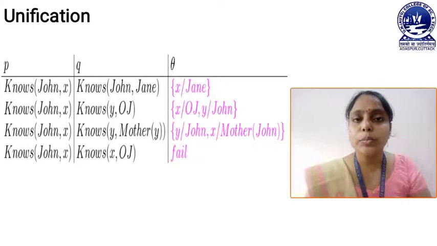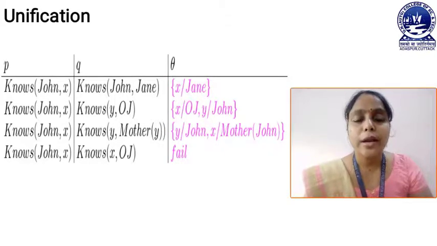In the last one, the P value is Knows(John, X) and the Q value is Knows(X, OJ). Look at these two values. In P the variable is X and in Q the variable is also X. That means P and Q both use the same variable, X. If you replace this X variable by OJ, then the X variable of Q must be replaced by the value John.